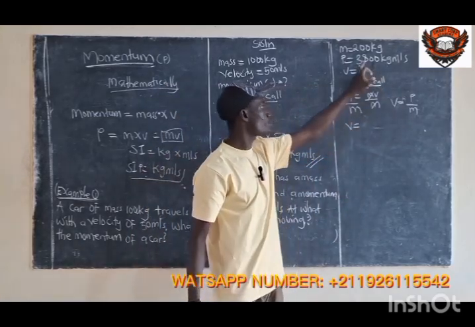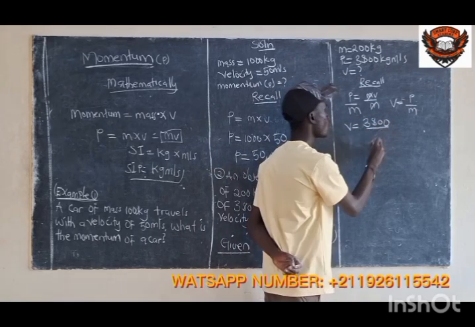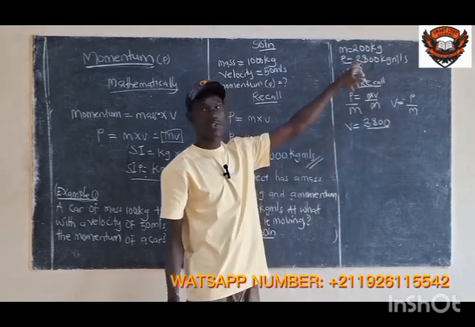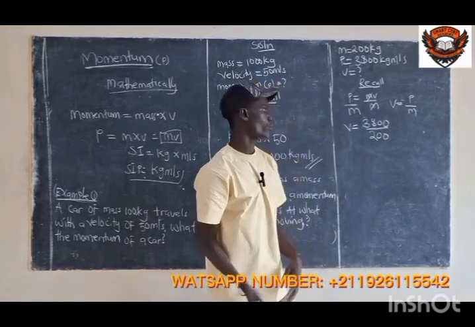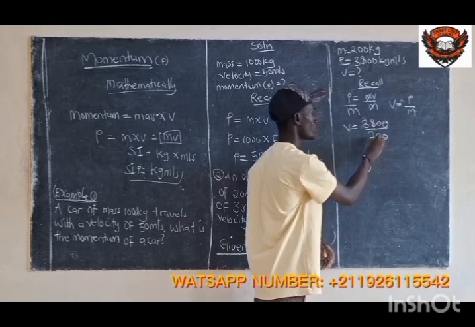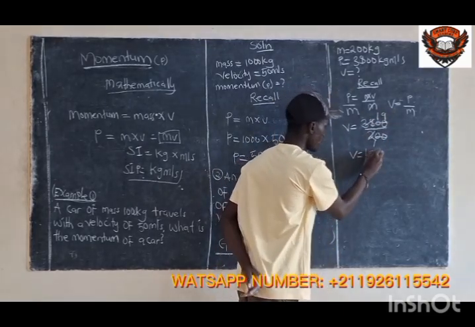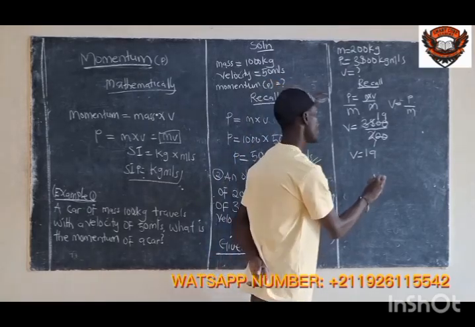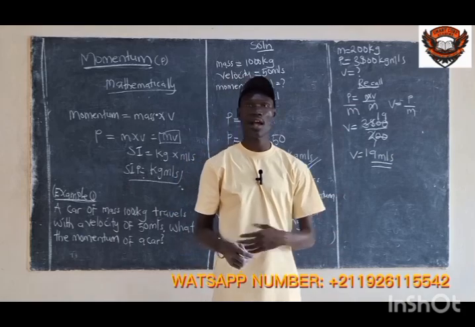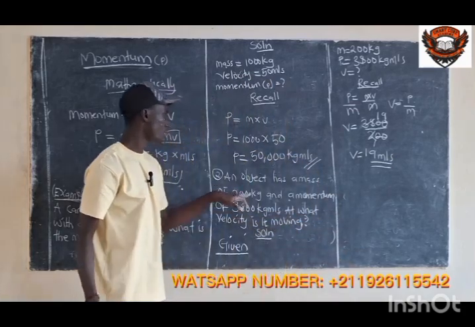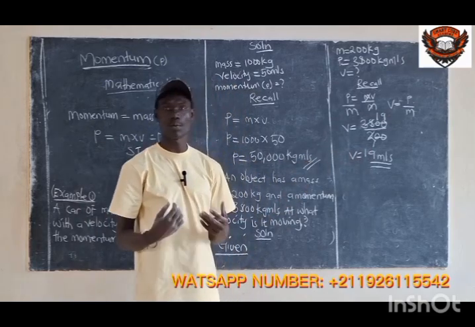p, which is momentum, is 3,800 over m. m is mass, which is 200. We divide through. Cancel 0, cancel 0. 38 divided by 2 we get 19, so 3,800 over 200 is 19... so our velocity is equal to 90. The unit for velocity is meters per second. That is the final answer, the velocity at which that object was moving.